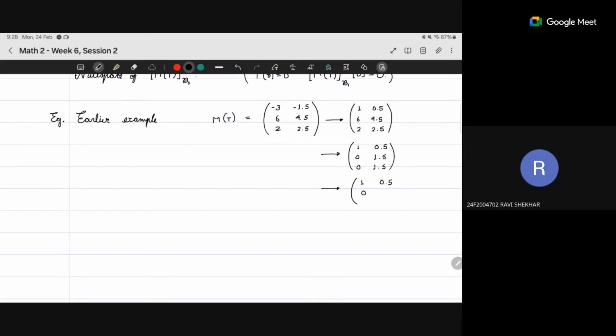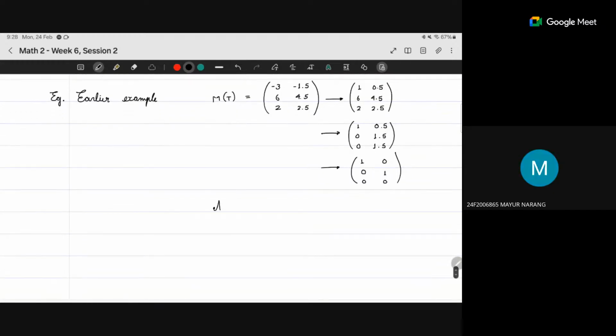I can make it RREF also, with 0, 0, and I can just do this. I've skipped a few steps because RREF is something I expect you to be familiar with. But this is the matrix that we get. This is the reduction of M of T. So what is the null space of M of T? 1, 0, 0, 1. Oh, sorry, 0, 0. My mistake.